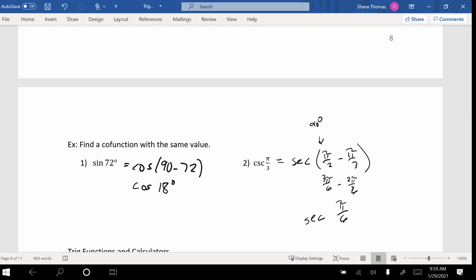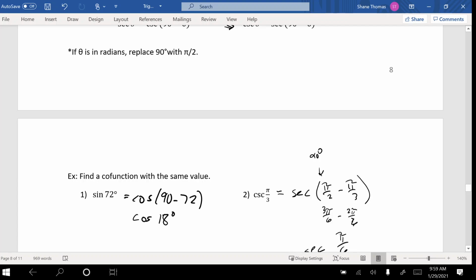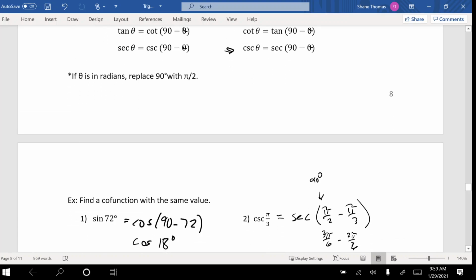All right, I want you guys to try this one. I'm just going to give you, right up here, cotangent of pi over 6. Find me the cofunction to the cotangent of pi over 6.